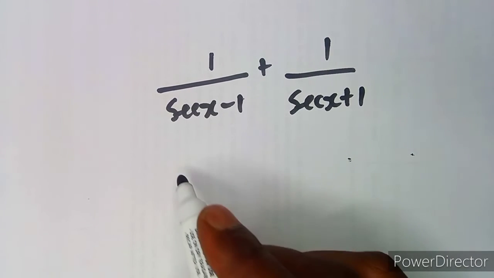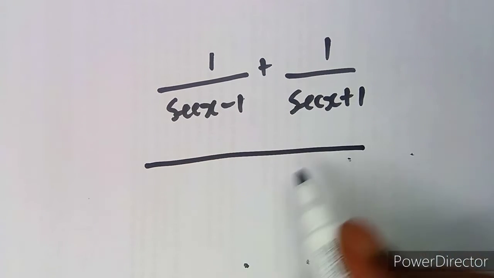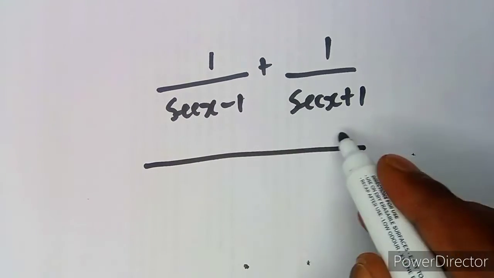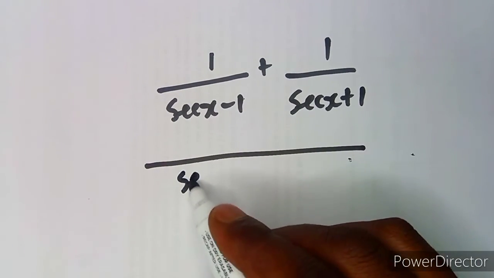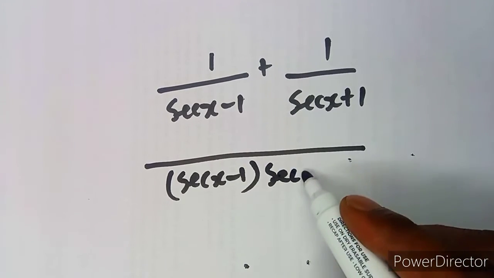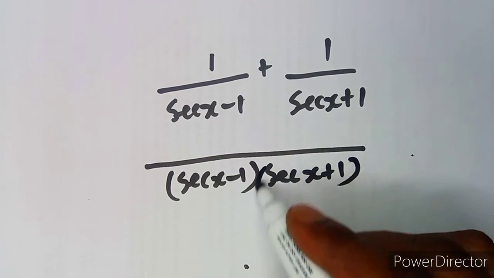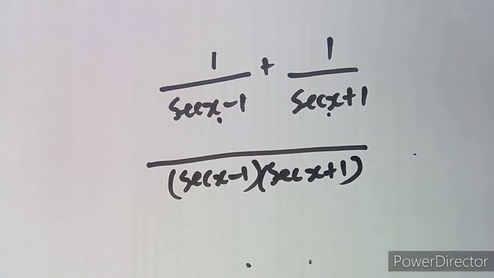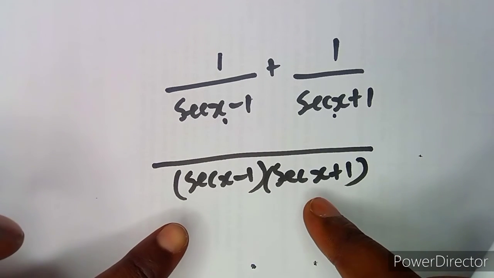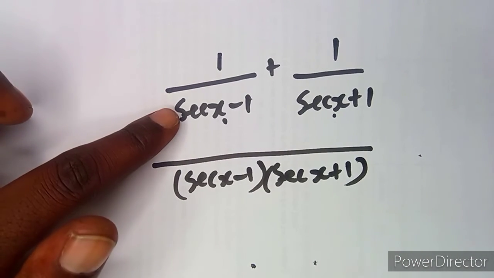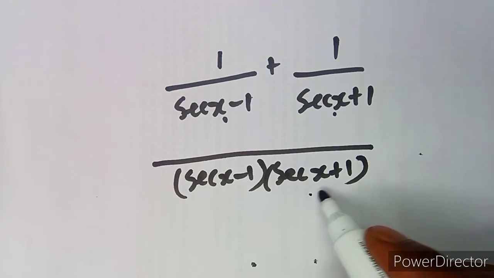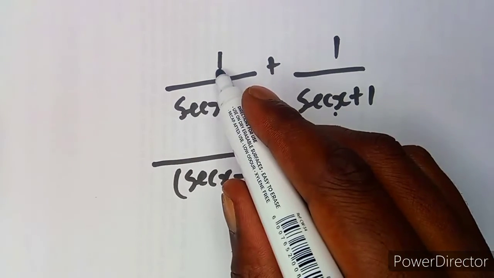Okay, let's find the LCD, since these two are actually adding. So we have to find the LCD, which is going to be sec x minus 1 into sec x plus 1. So you simply take these two that you are given. So we are going to divide our LCD by this sec x minus 1. So sec x minus 1 will cancel. You remain with sec x plus 1 times 1.